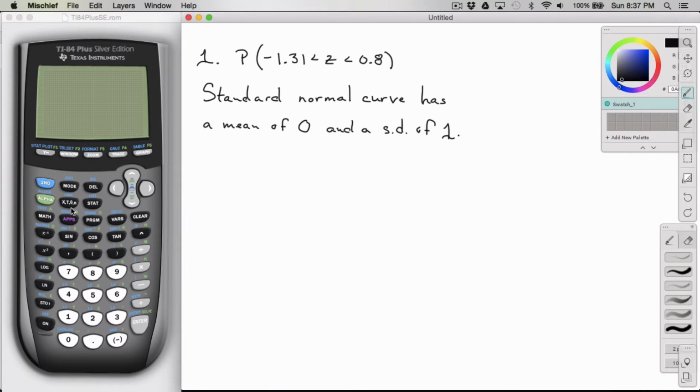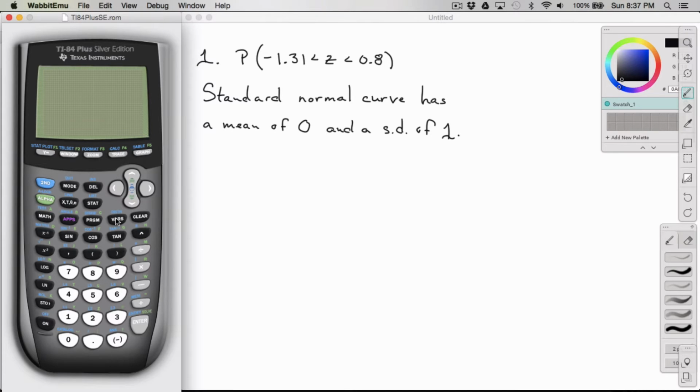So here we go. What we're going to do is choose second, and then down here we have the distribution. Second distribution, we want normal CDF. So I'm going to press the down arrow key once. So I have the normal CDF. Then I'm going to press enter.